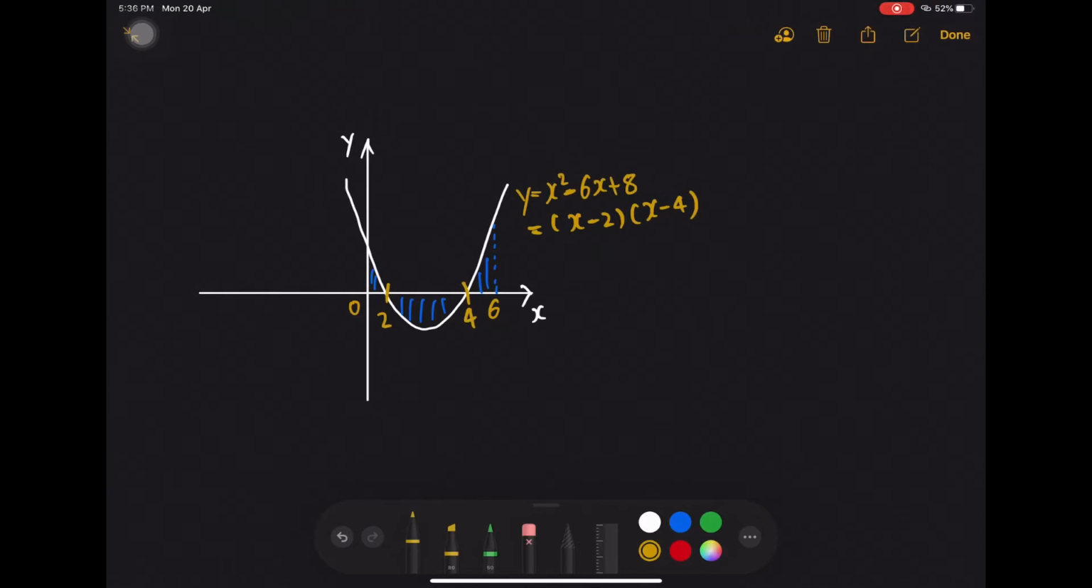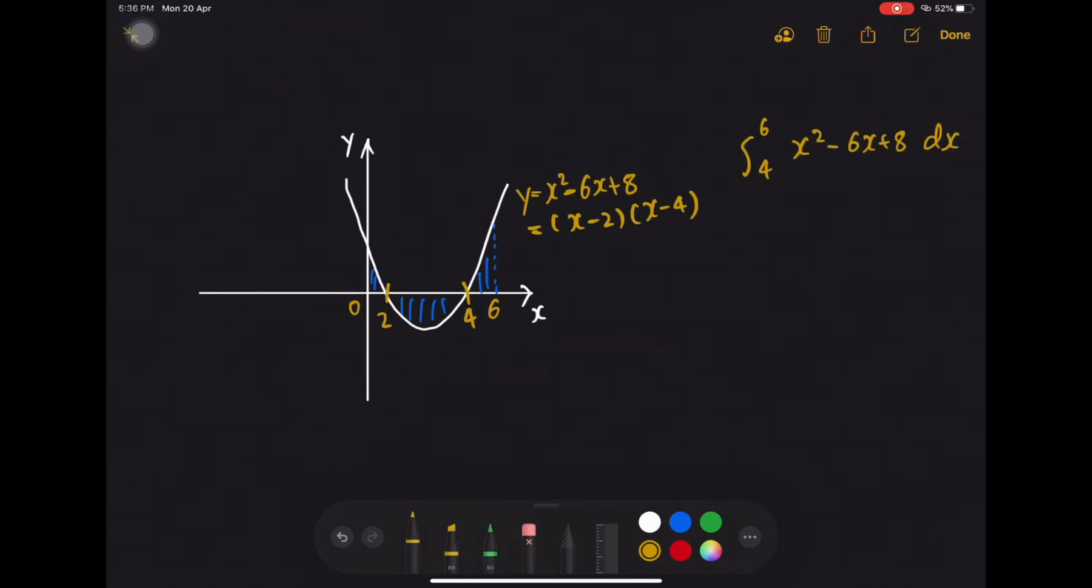Right, so we now want to find the area. So we're going to find the area above the x-axis. That will give me a positive value. So we have to integrate 6 to 4. So 6 to 4. So I'm going to put it down. So we have something like this, dx.